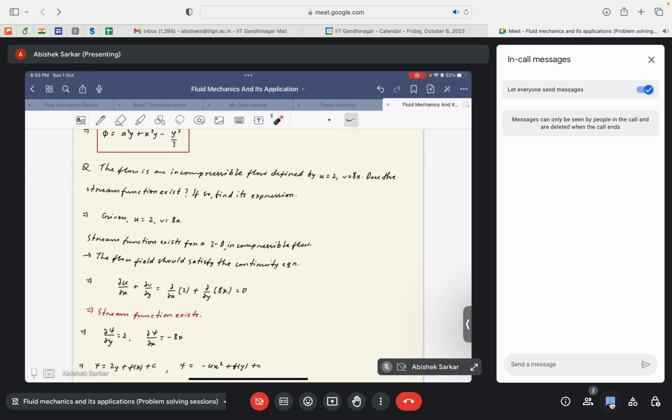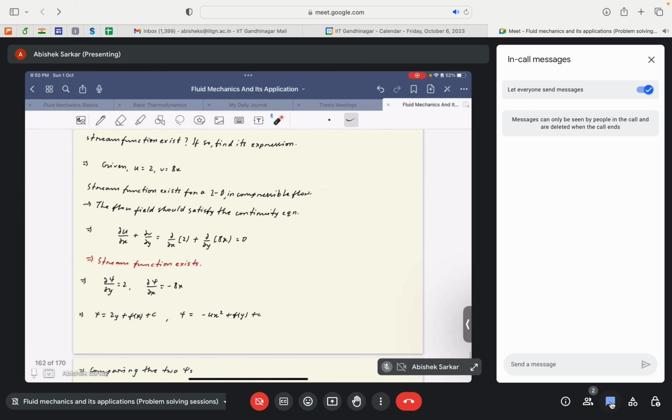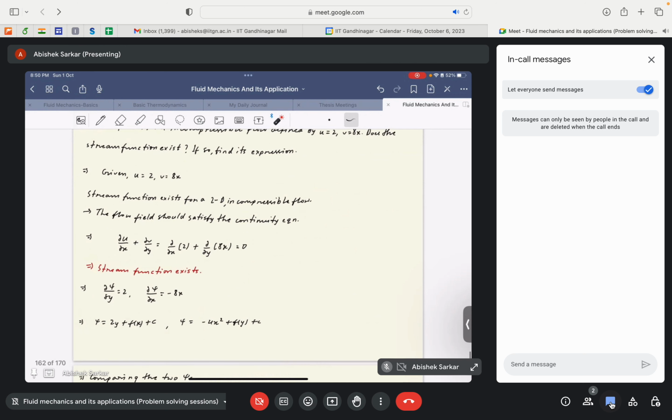So we impose the continuity equation or del dot v. Then we see that dou by dou x of 2 would be equal to 0 and dou by dou y of 8x would be equal to 0. Since del dot v equal to 0 is also satisfied, then we can tell that the stream function exists, and they are asking that if it exists, find the expression for the stream function.